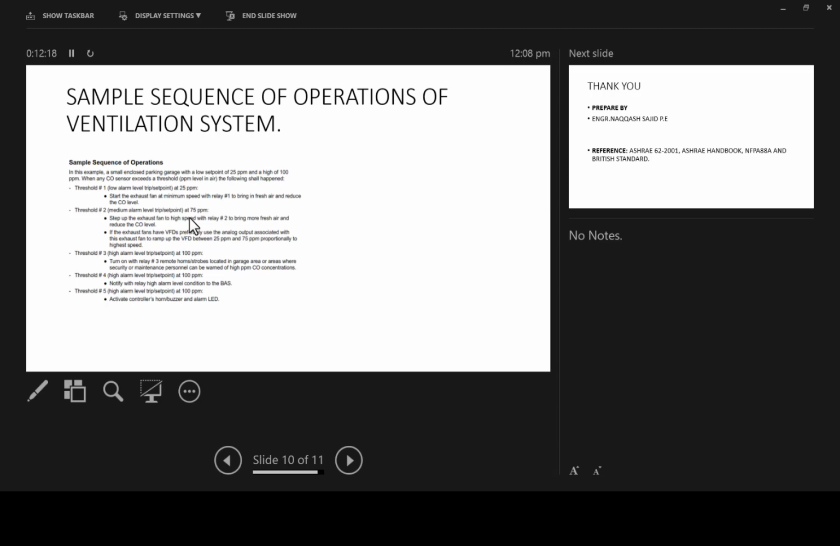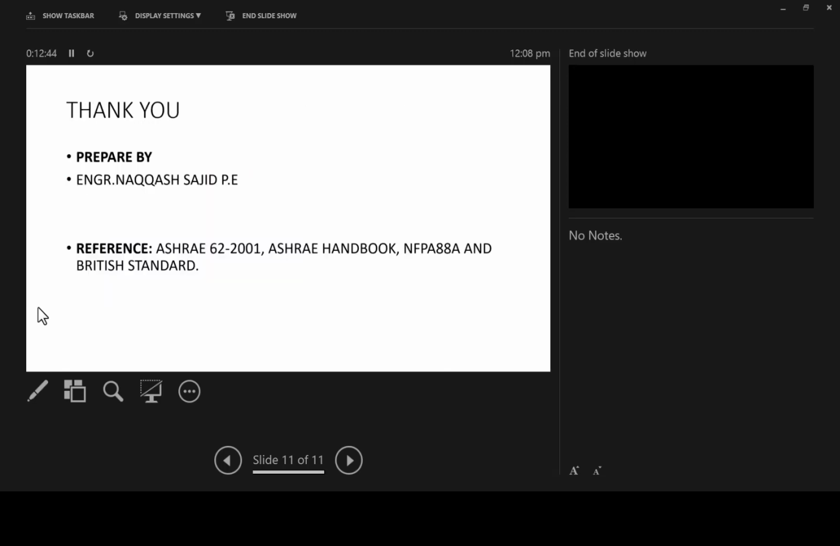Then the fan needs to run at a high air volume, at a high speed, and it needs to be alarmed by a horn or strobes installed in the basement. So these are done by some controllers connected with the VFD. You can read it and follow it accordingly.